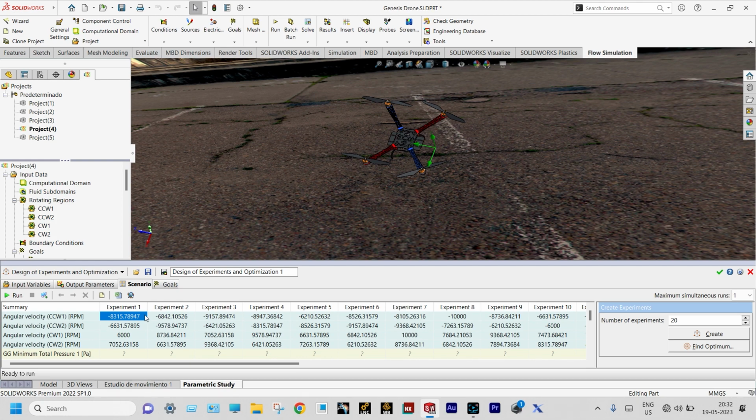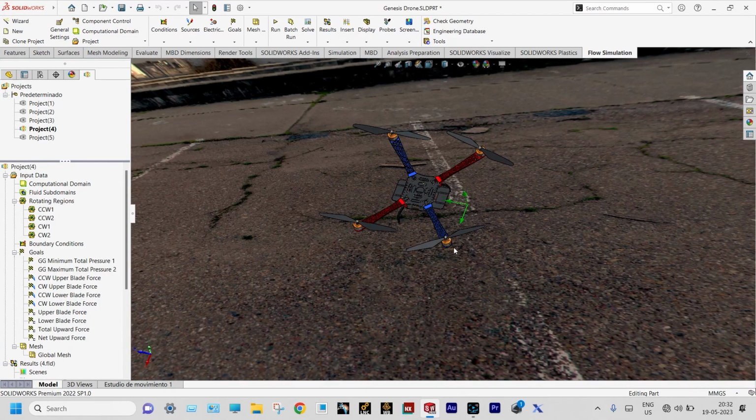Instead of 20 numbers, we can make it more. That is up to our requirement. So with different RPM of the different rotors, we can get different values of our goal plots, right? We are not doing this one. We can do it later on. Okay. This way you can do our parametric study. Let us close this one. So this is all about our today's analysis.